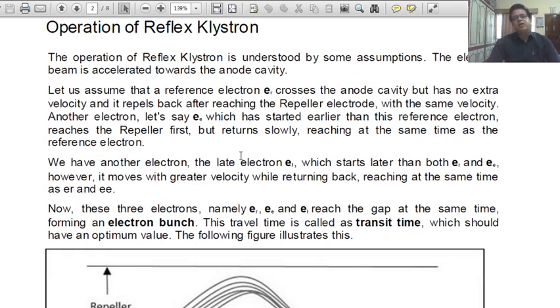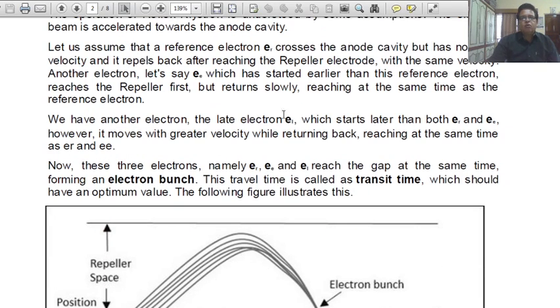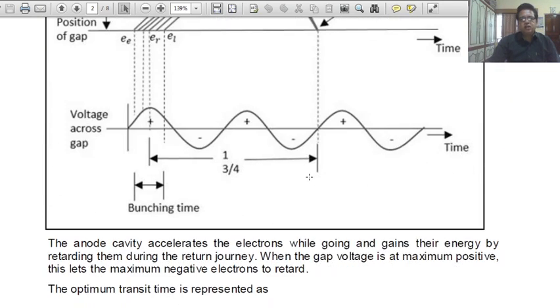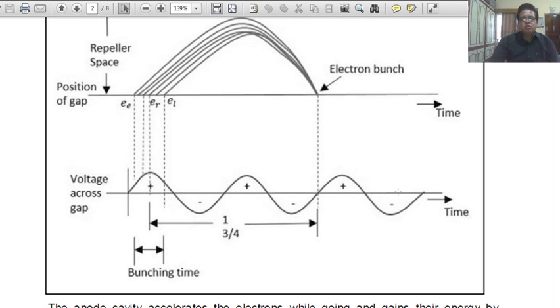Now, operation of reflex klystron. The operation of reflex klystron is understood by some assumptions. The electron beam is accelerated toward the anode cavity. Now, the process of bunching is shown here, exactly as we understand in two cavity klystrons.